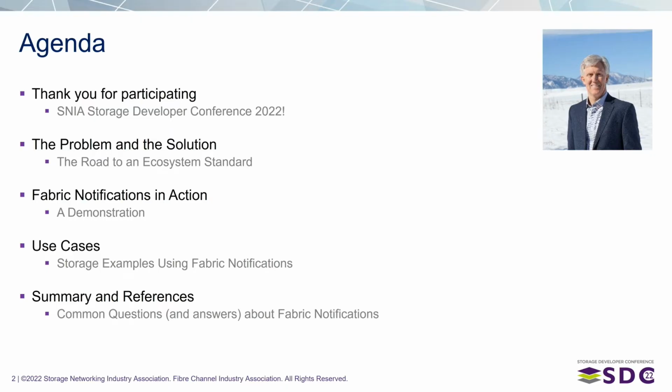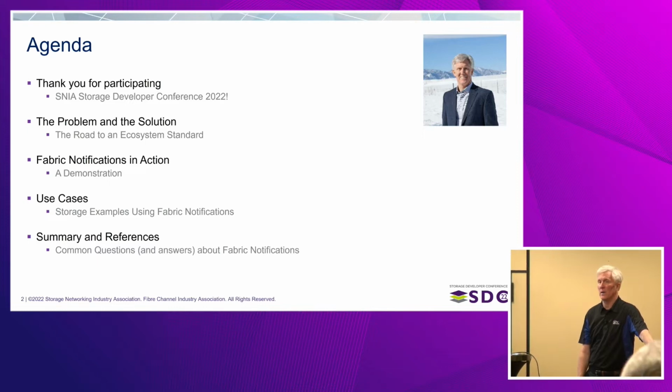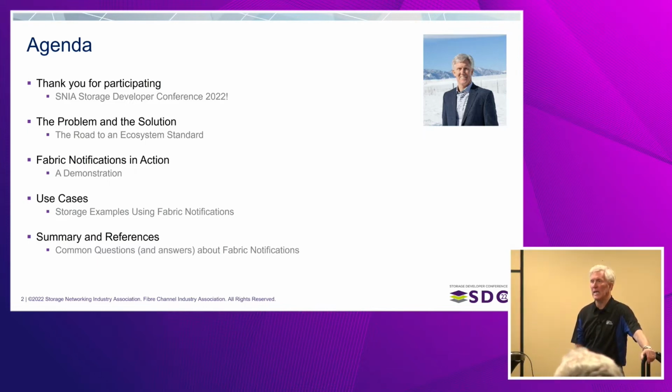So I'm going to do an update on where the standard is with regard to fabric notifications. We're going to walk through where we started with the problem, what the solution is, and give you some examples. We're going to do a demo of the fabric notifications functionality in action. And then finally, I'll wrap up with an update as to where things are implementation-wise, so that those of you that want to take advantage of it can basically go out and buy it, install it, run it, and make it work. The problem is pretty simple.